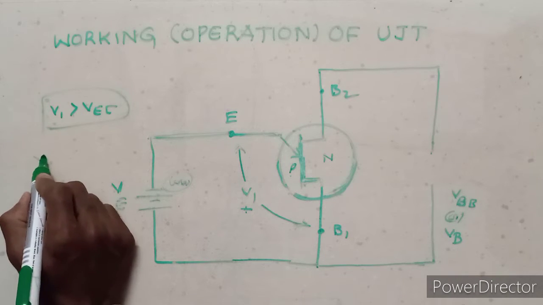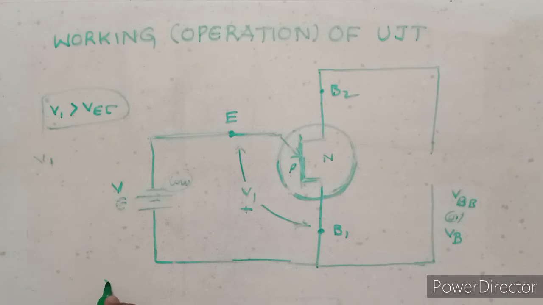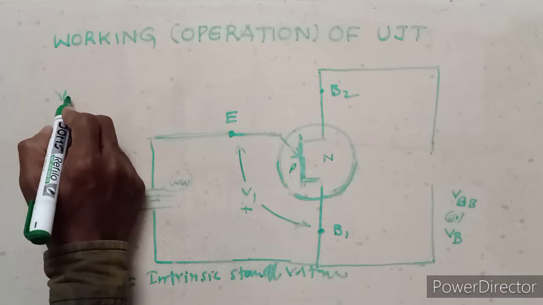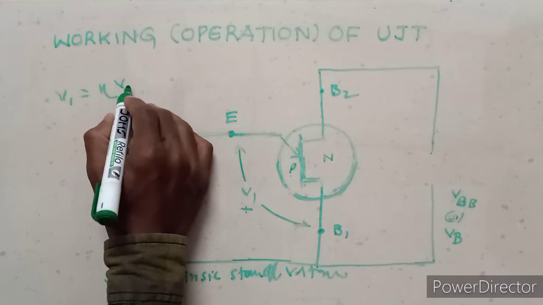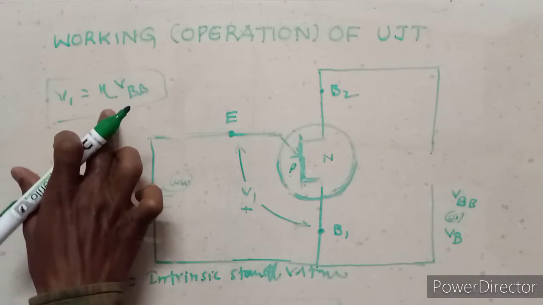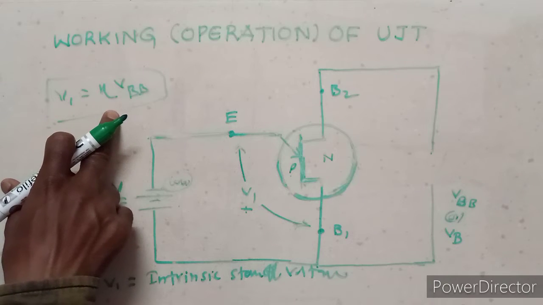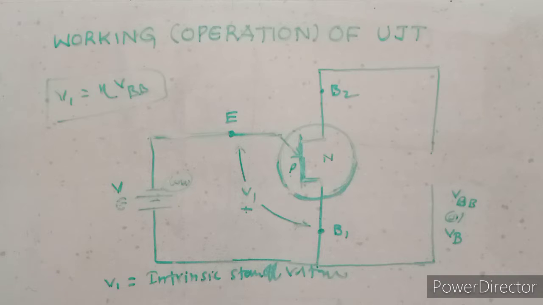Here V1 is the intrinsic stand-off voltage, so this voltage V1 equals eta times the base voltage. Okay, next condition.